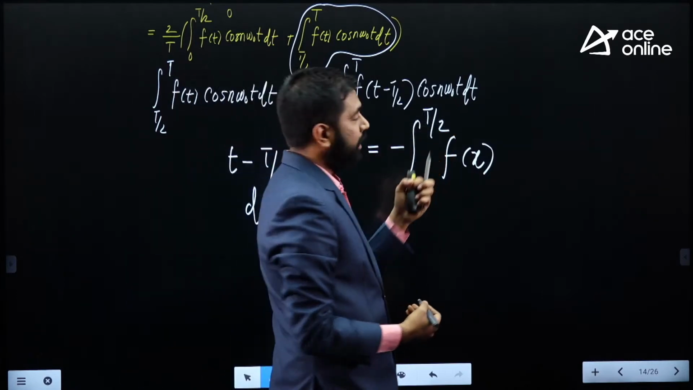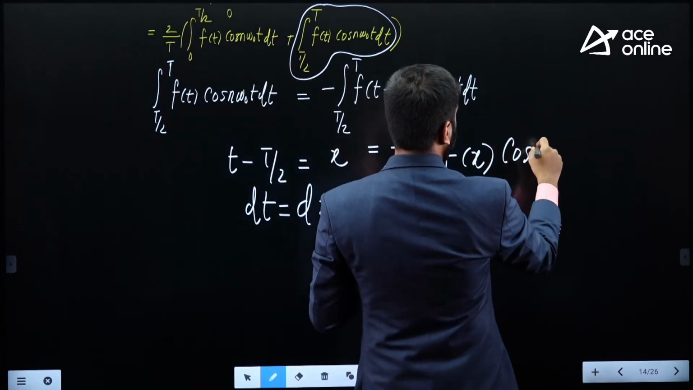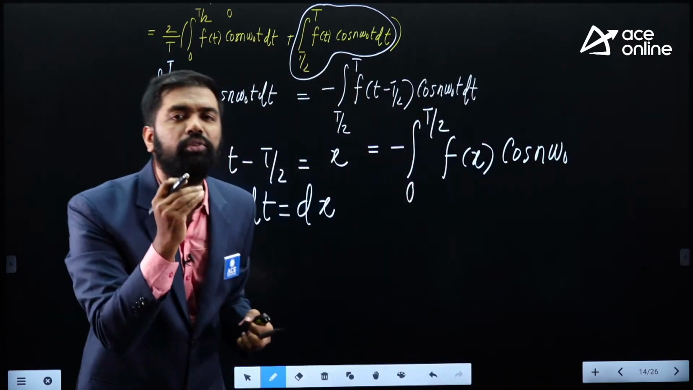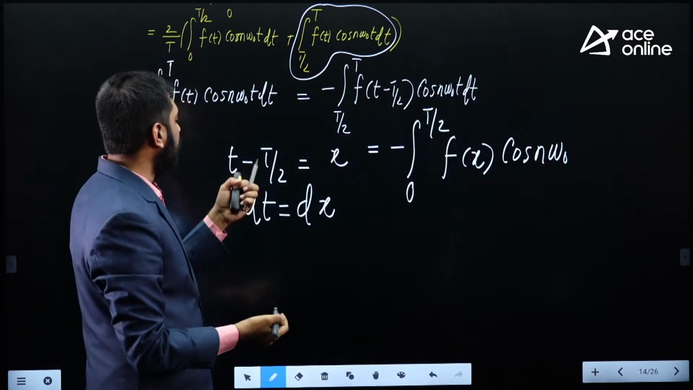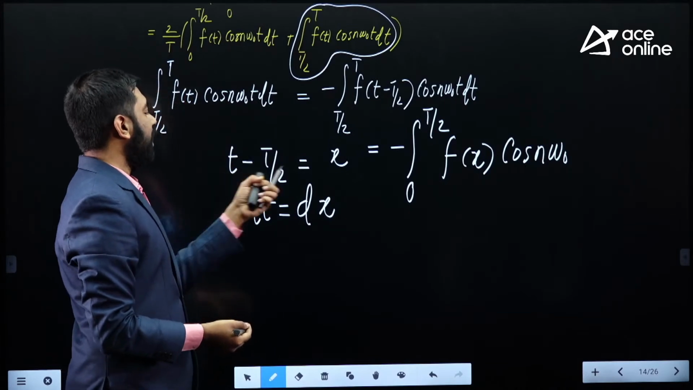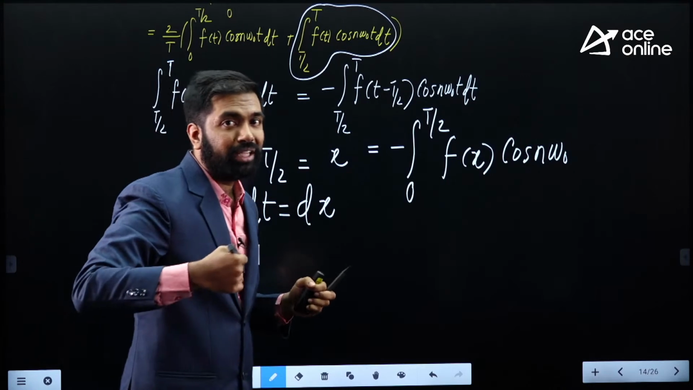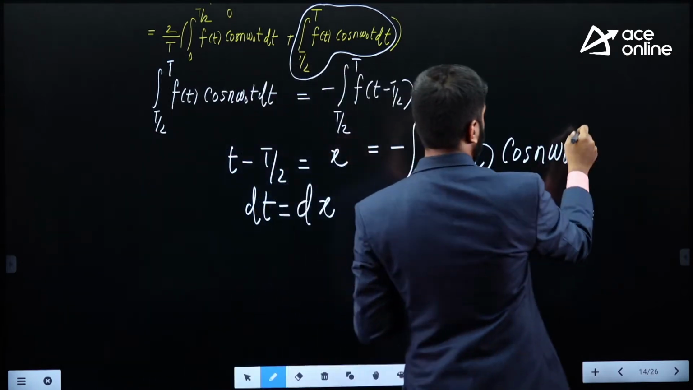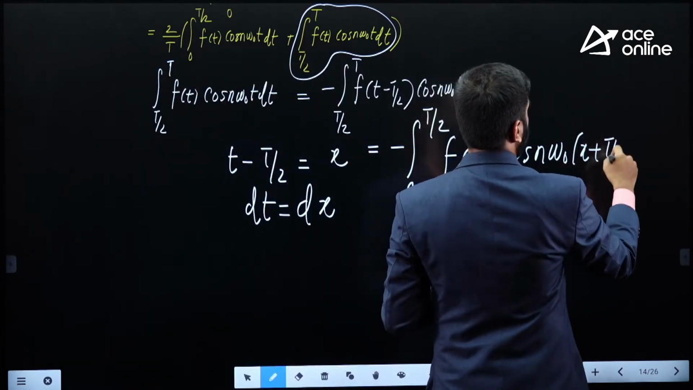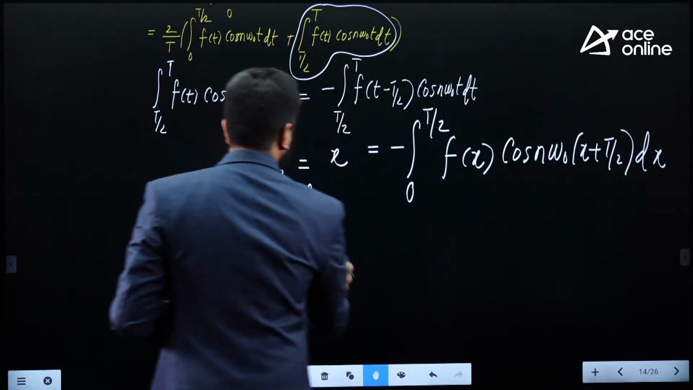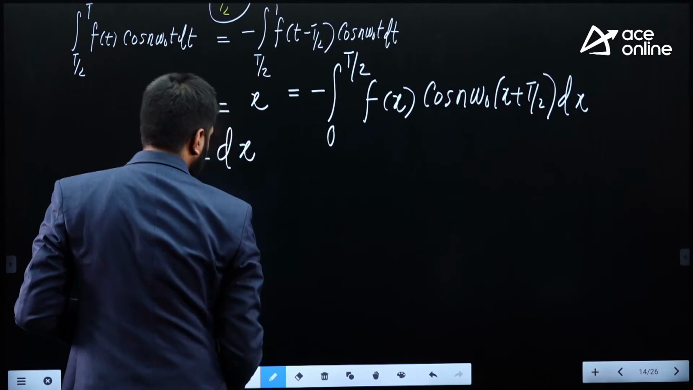What next? Cos n omega naught. In the place of t, what can you substitute? In the place of t, I can substitute, if this goes here, it becomes x plus t by 2. That's what I'm going to substitute here: x plus t by 2 and then dx. Let's multiply, okay? So we need to simplify this part.